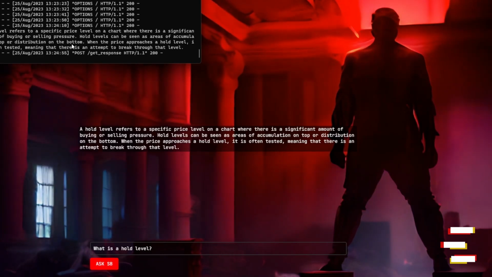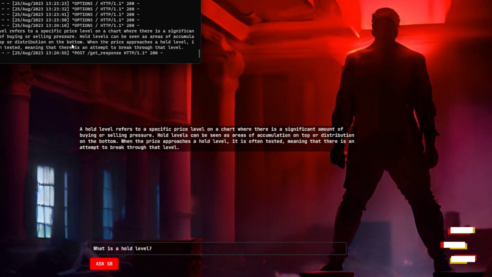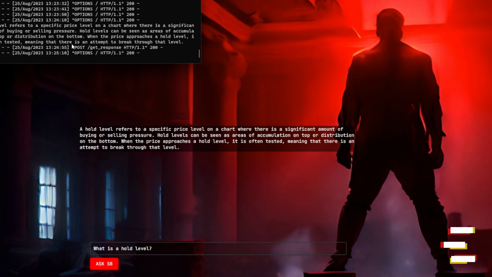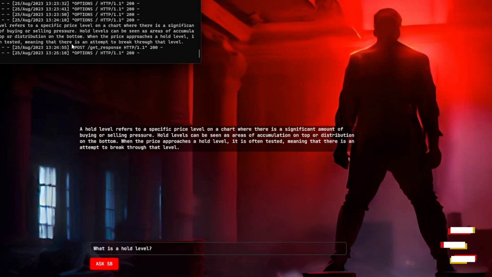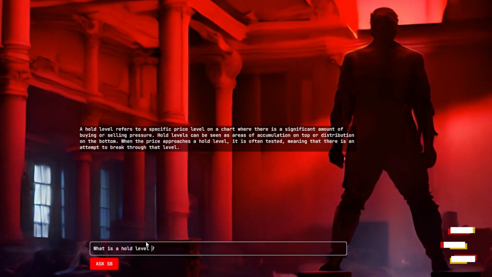We've asked the AI what is a hold level, and it's going to tell us a hold level refers to a specific price level on a chart where there is a significant amount of buying or selling pressure. Hold levels can be seen as areas of accumulation on top or distribution on the bottom. When the price approaches a hold level, it is often tested, meaning that there's an attempt to break through that level. Okay, cool.